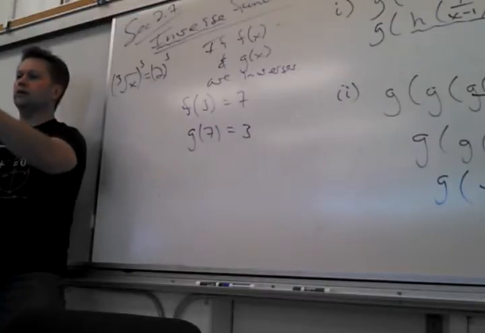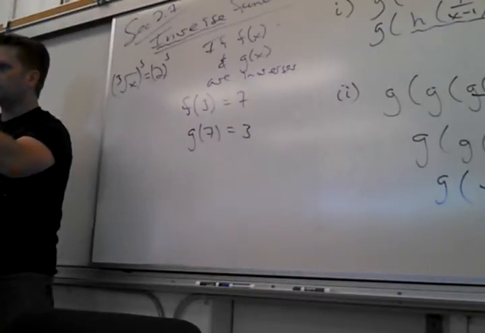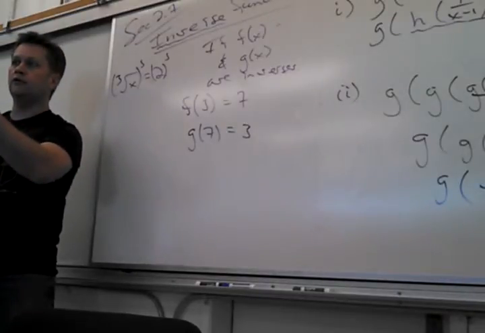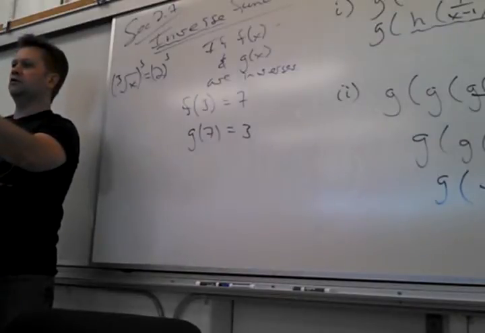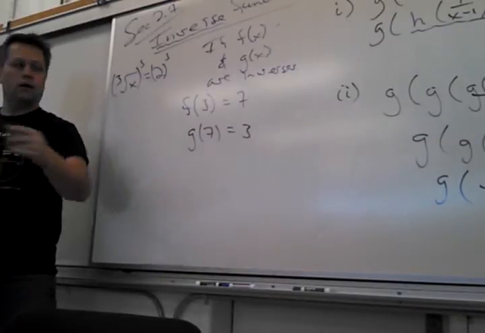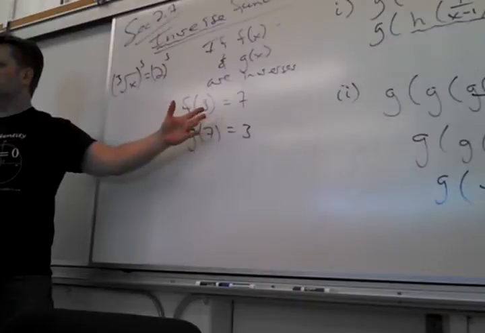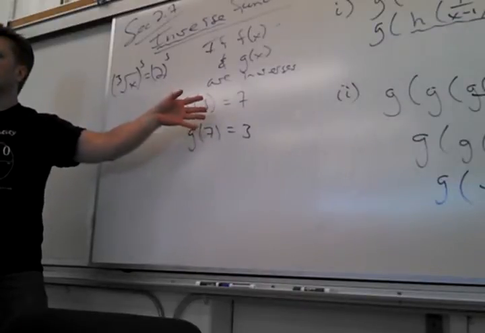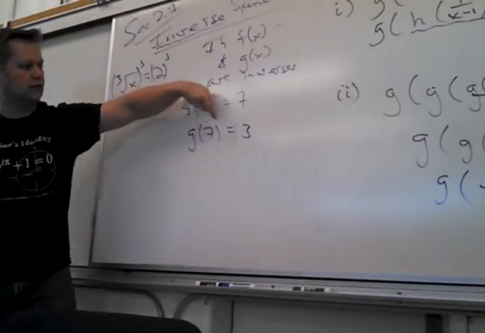So the really funny thing is the graphical way of doing inverses and the algebraic way of finding inverses both involve switching x and y. Why? Because of what we just did. This is how inverses act, right? Whatever that guy did to something, this guy is going to undo it.